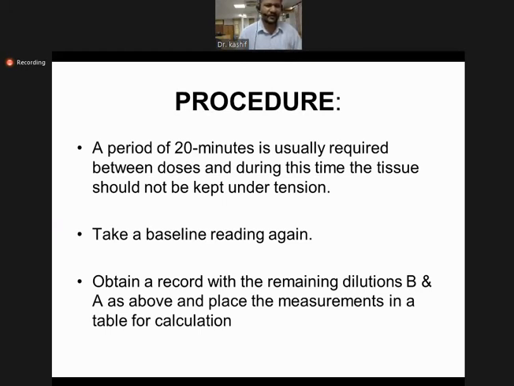Then obviously a 20 minutes interval is usually taken between the processes. Then again we take the new baseline. So first baseline, then you start the drug, take the reading, then the gap is around 20 minutes, and then you give the next concentration. And we start from lower to higher. First dose is the lowest one, then we go to the higher one, 10-fold dilution, and obviously we start here with 3. So 3 graphs you will find with the baseline.